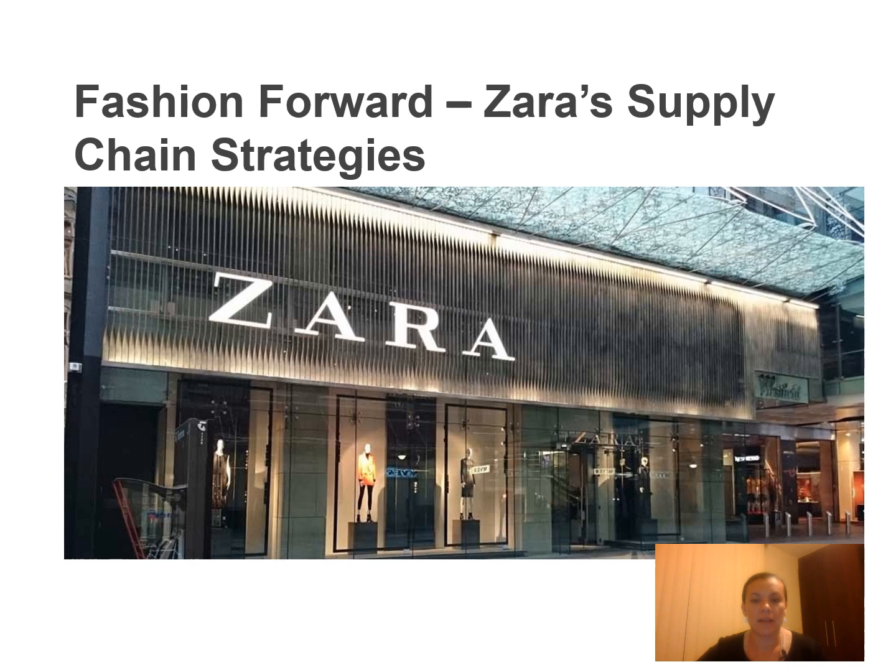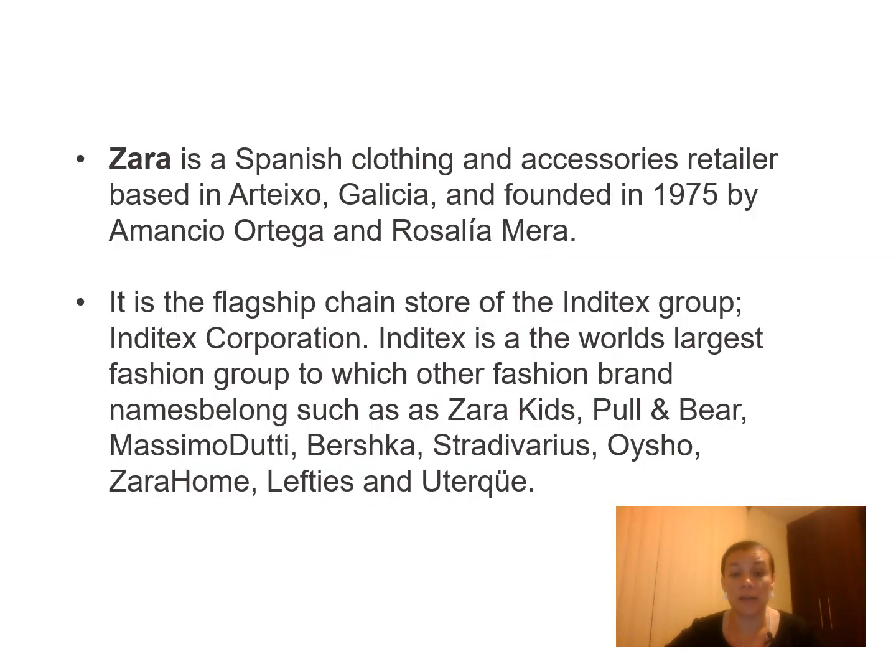Let's talk about Zara's fashion-forward supply chain strategies, and let's learn more about how this company has been successful in handling the whole supply chain and having stores around the world. I don't know if you are familiar with this, but Zara is a Spanish clothing and accessory retailer based in Galicia, Spain. It was founded in 1975 by Amancio Ortega and Rosalía Mera. They were both Spanish.